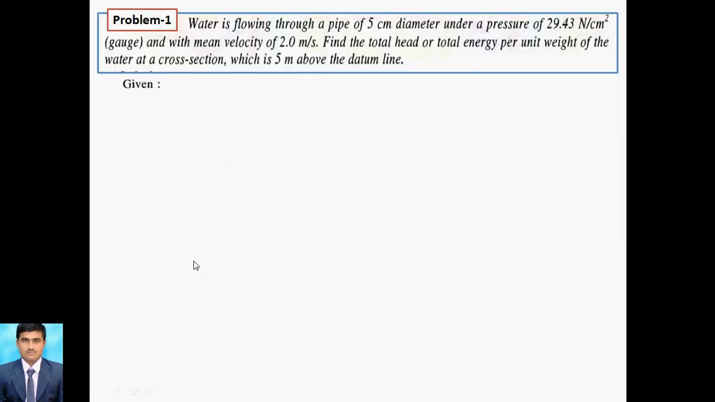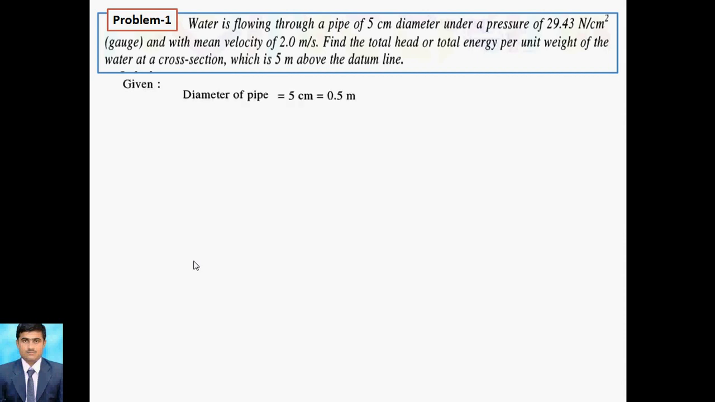Now we enter the first problem. Water is flowing through a pipe of 5 centimeter diameter under a pressure of 29.43 Newton per centimeter square and with a mean velocity of 2 meter per second. Find the total head or total energy per unit weight of the water at the cross section, which is 5 meter above the datum line.